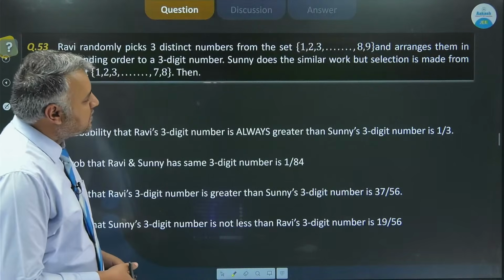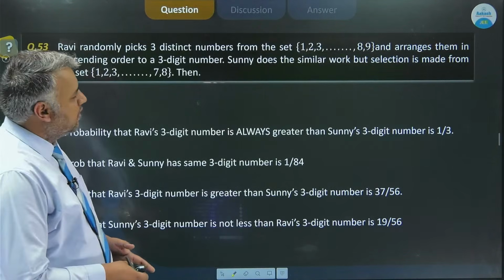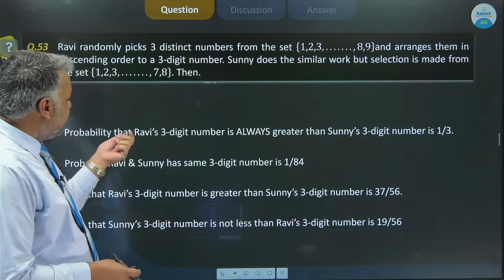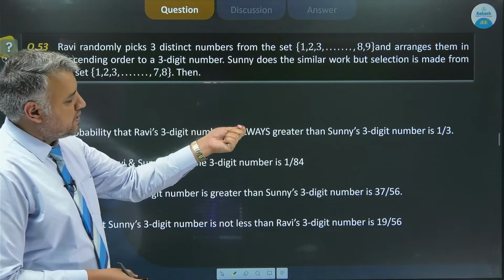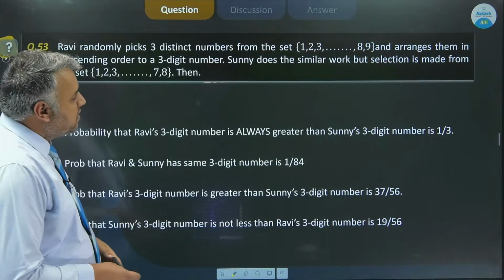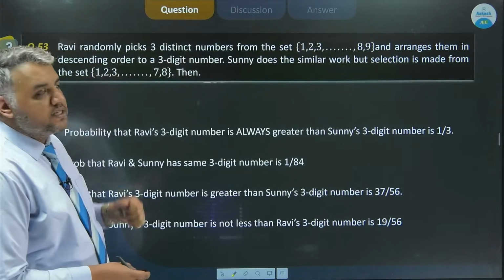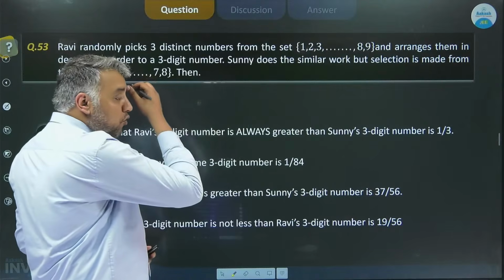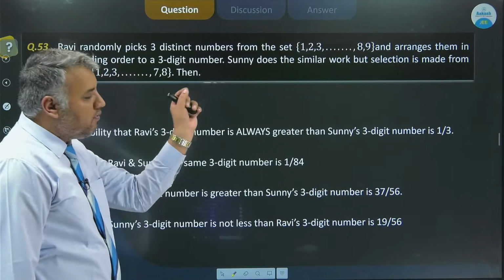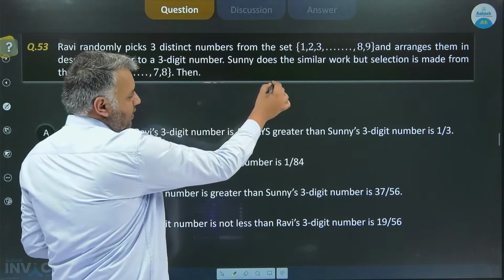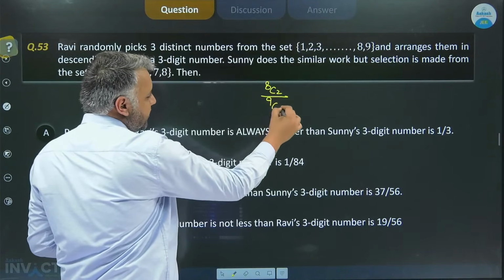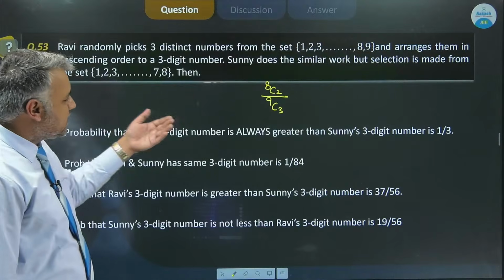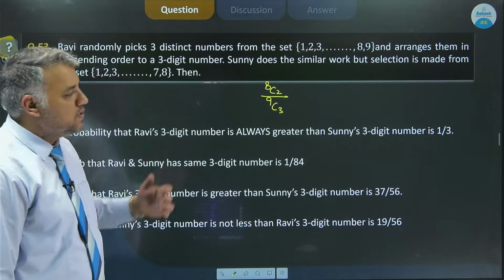Sunny does similar work, but his selection is made from the set 1, 2, 3 up to 8. Now in this set 9 is missing. We have to find the probability that Ravi's 3-digit number is always greater than Sunny's 3-digit number. That means Ravi is using the digit 9 to form his 3-digit number. So the number of ways will be 8C2 divided by 9C3. If he forms any number using 9, then his number will always be greater than Sunny's 3-digit number.